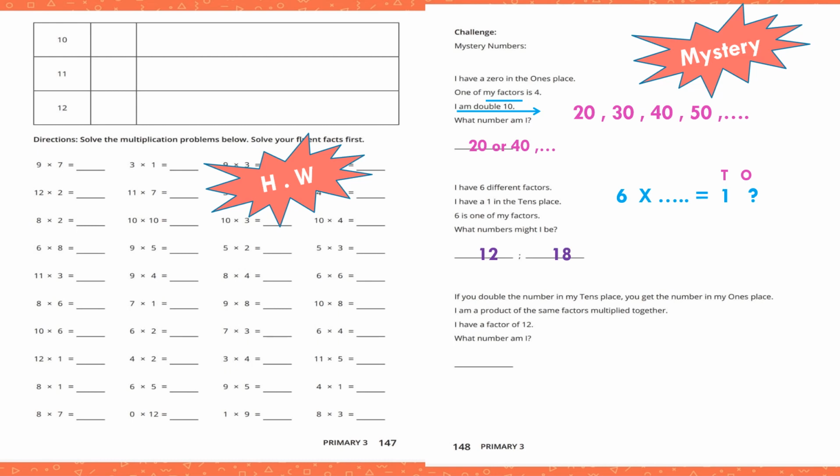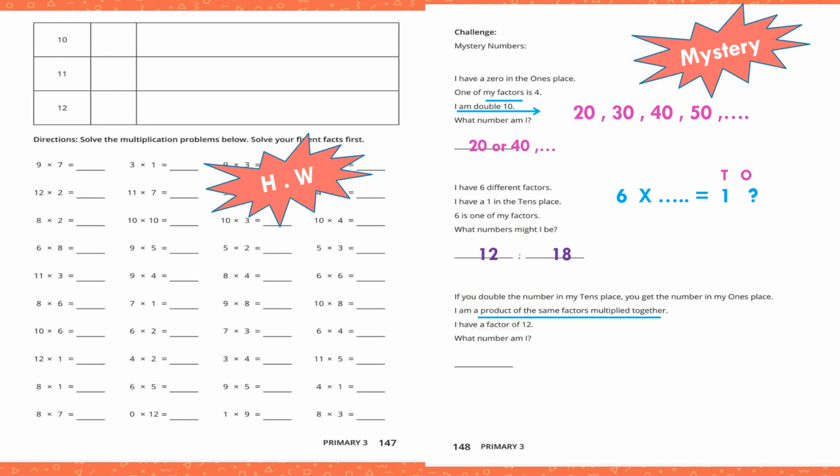The last one. If you double the number in my tens place, you get the number in my ones place. I am a product of the same factors multiplied together. Two numbers are the same and I will multiply them together, like 2 times 2, 3 times 3, 4 times 4, 5 times 5, and so on.